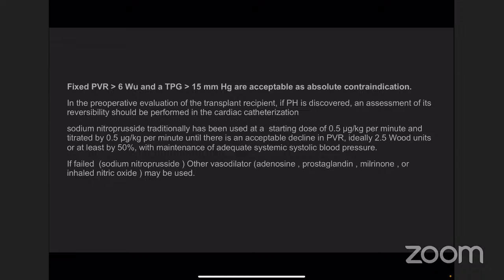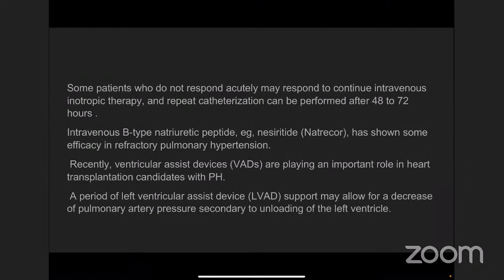That is, 2.5 units or at least by 15, with maintenance of adequate systemic systolic blood pressure. If sodium nitroprusside fails, we can use other modalities or medications like adenosine, prostaglandin, milrinone, or inhaled nitric oxide. Some patients who don't respond acutely may continue IV inotropic therapy, and repeat catheterization can be performed after 48 to 72 hours. IV beta-type natriuretic peptide, like nesiritide, has shown some efficacy in refractory pulmonary hypertension.